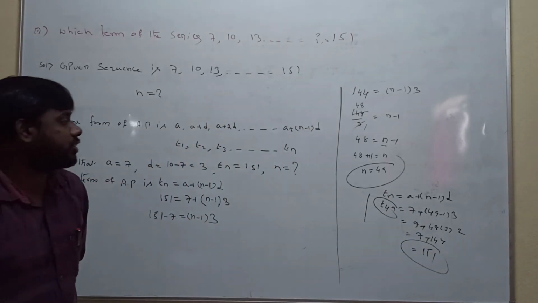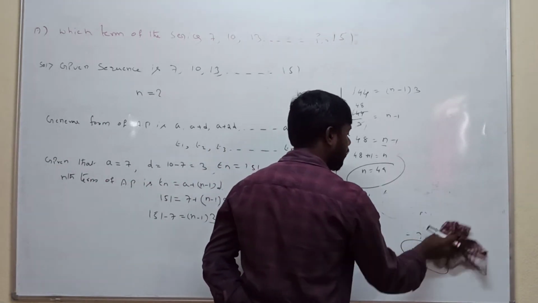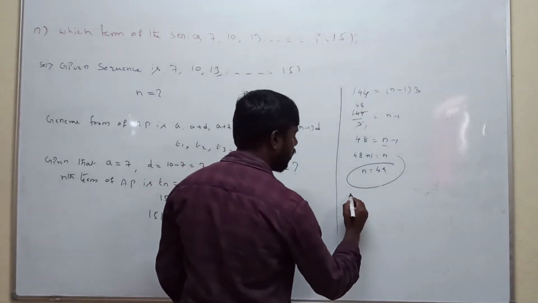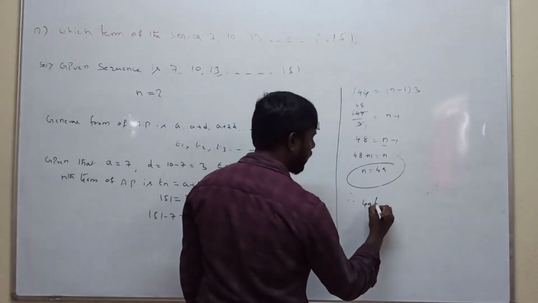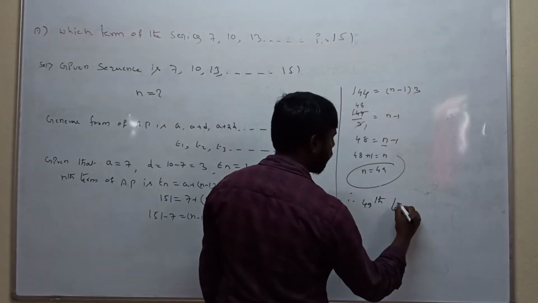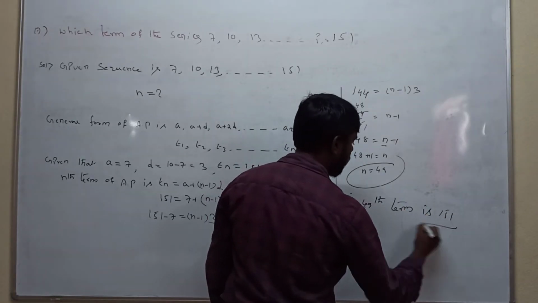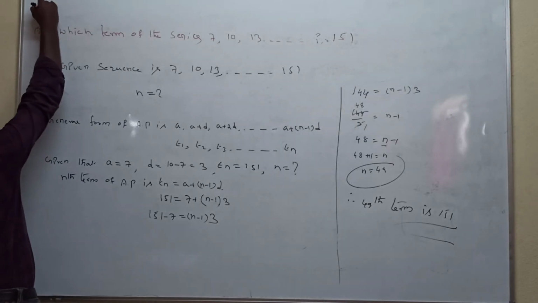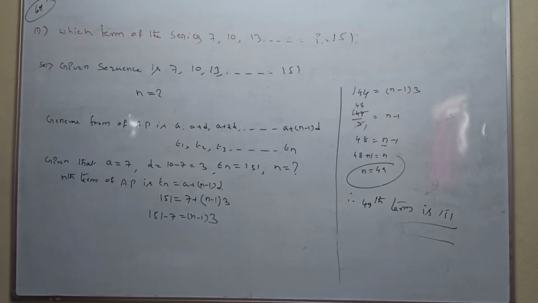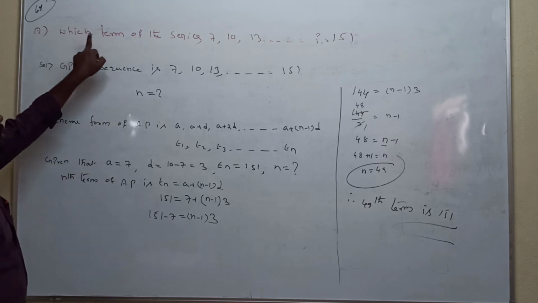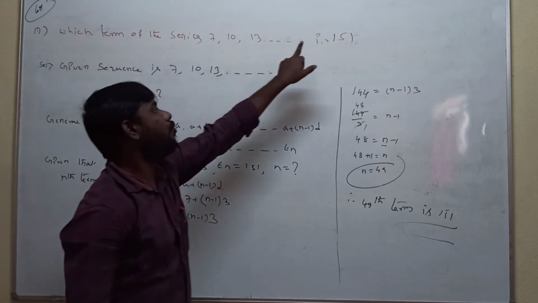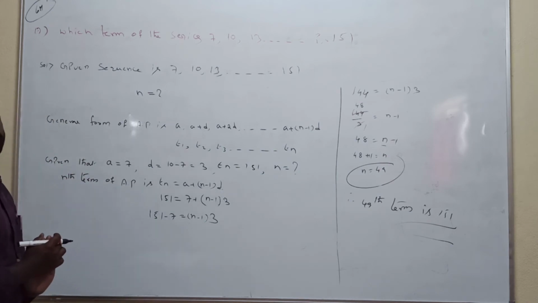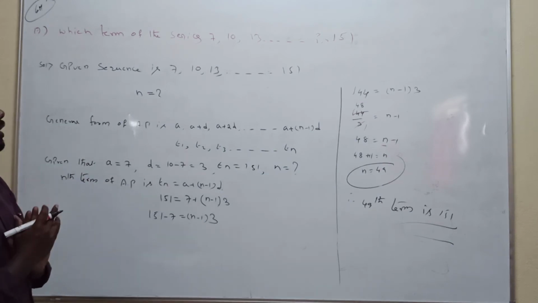That's why, first of all, we calculate the n value. Finally, the conclusion: 151 is which term? Therefore the 49th term value is 151. Very easy, very important question for the final exam. A 6 marks question. Only which term of the series 151 is, we have to calculate, so that's why you have to calculate the n value.